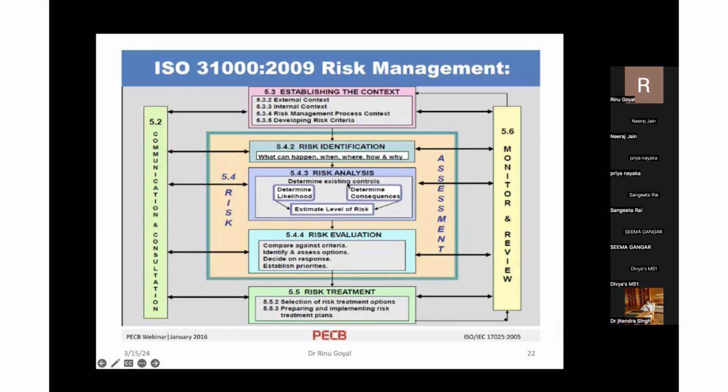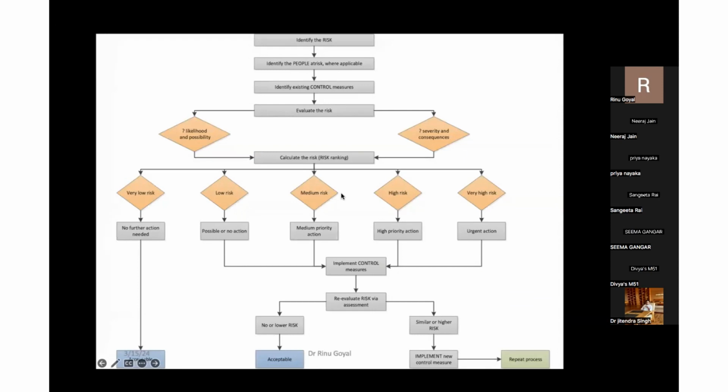Risk assessment comprises risk analysis plus evaluation. So this is the acronym we can use: analysis plus evaluation is risk assessment.